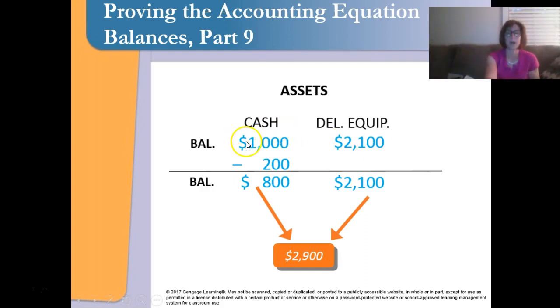So prior to this transaction, we had $1,000 in cash and $2,100 in delivery equipment. We spent $200 paying our rent, leaving us $800 in cash. We still have our delivery equipment. So we have total assets of $2,900.